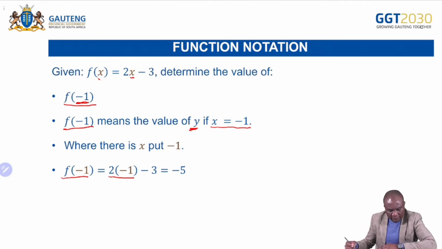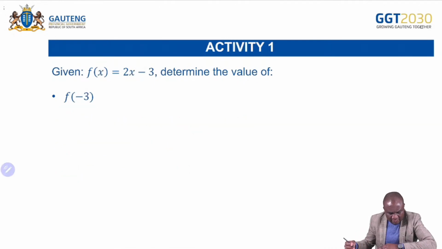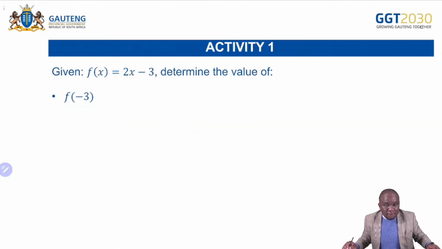Right, welcome back. Let's try this one. Given f of x is equal to 2x minus 3, determine the value of f of negative 3. Can you try to do this in 2 minutes? Then after that, we're going to do this together. Let's try.